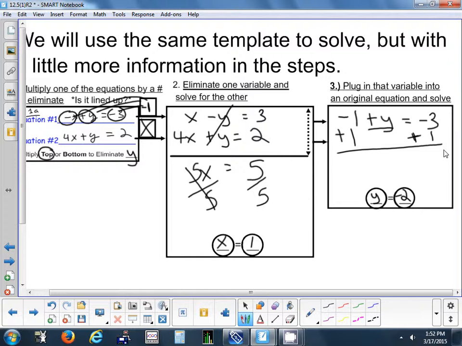But this is the same. Like I said, the only thing that really changes here is we're eliminating in this box and also solving for one of the variables in that middle box. That's the only real change. Okay?